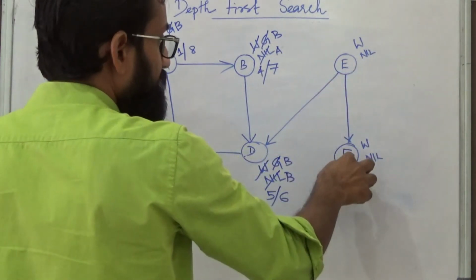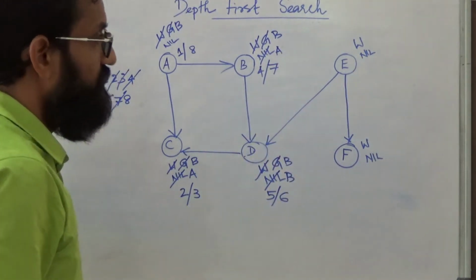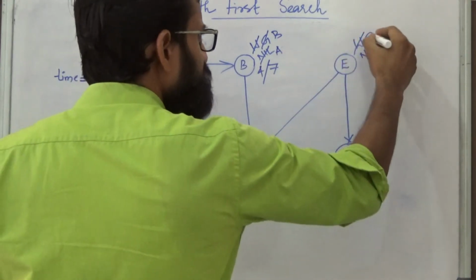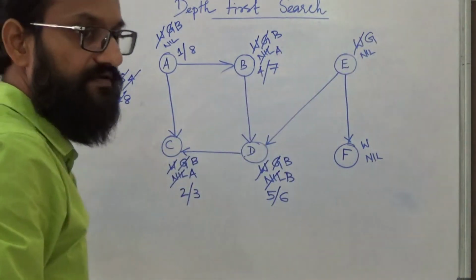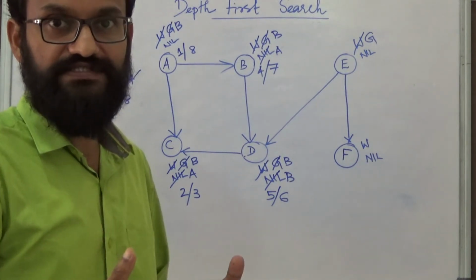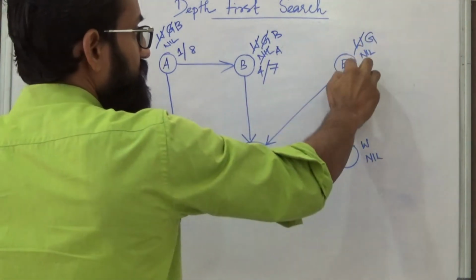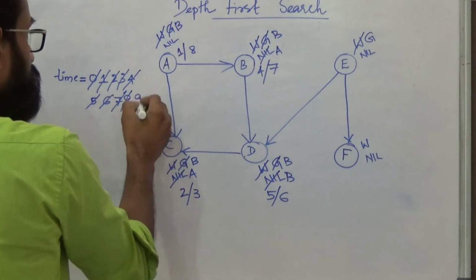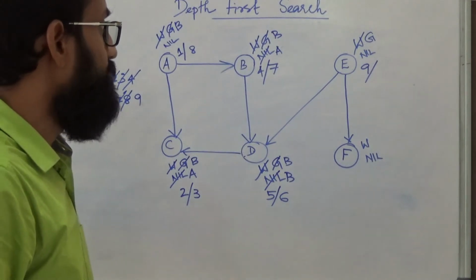So you are having E and F that are undiscovered, that are white in color. So you can take either E or F. Assuming that you are taking E, discover E. Whenever you discover, change color to grey. Now in this case E is not having any predecessor because we have restarted the DFS visit from E. Whenever you discover a node, increment time by 1. So time is 9 and that time will be fixed as the discovery time of E.